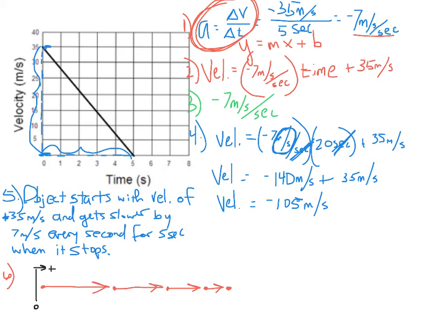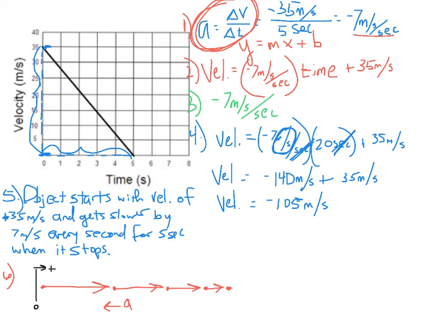And don't forget, we have to indicate what the A is in this case. The A for this motion map is, what did we find out earlier? We found out that it is negative. The acceleration is a negative 7 meters per second for every second, which means my arrow to indicate my acceleration has to be in the negative direction.